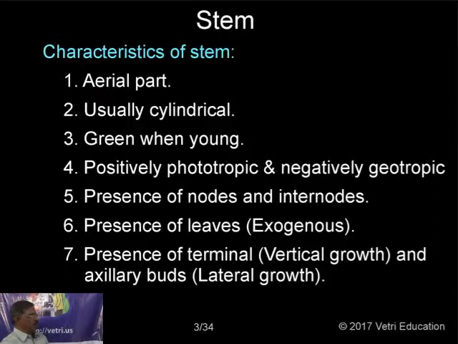A node is the place where the leaves or branches develop, and the internode means the distance between two successive nodes. The leaves here are exogenous. The other day, in the case of lateral roots, I told you they develop from the pericycle, so the origin is endogenous. But here the leaves arise from the superficial cells of the epidermis, so these are called exogenous. Presence of terminal bud, it gives the vertical growth, and axillary buds give the lateral growth.